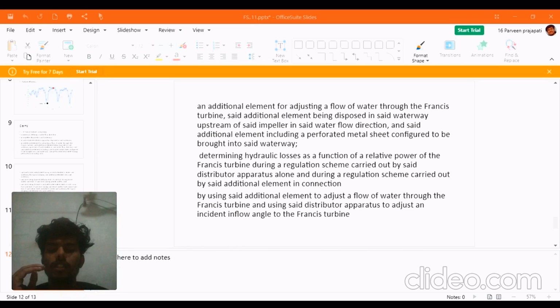The hydraulic fluid is going to decrease its temperature, and the pressure is basically related to the power of the Francis turbine during the regulation scheme. And after that regulation is carried out, selecting one set regulation scheme based on associated hydraulic losses. And after that, sir, we use the additional element for adjacent flow of water through the Francis turbine, and to make them better.